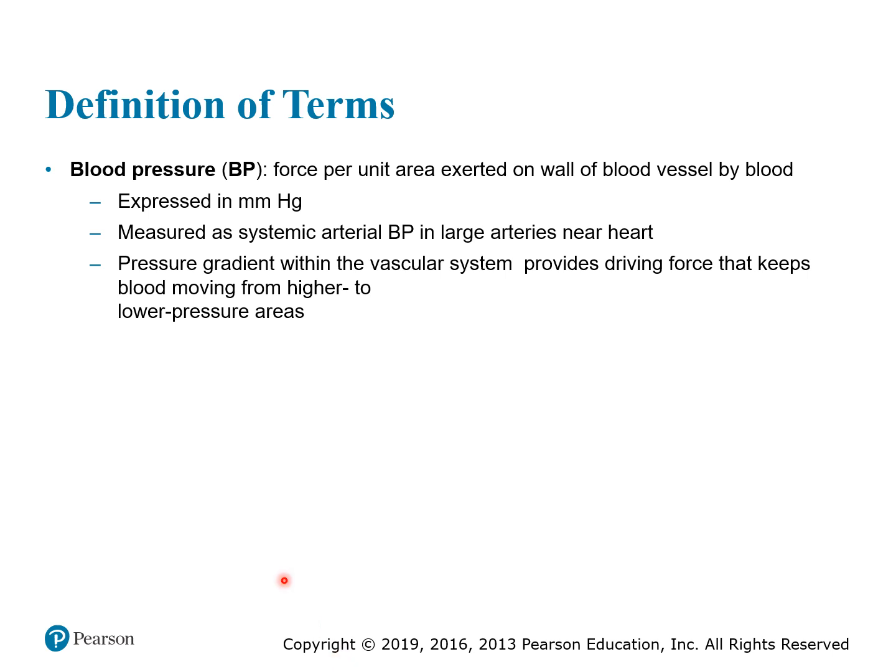Now, what is blood pressure? Blood pressure is the force per unit area exerted on the wall of the blood vessel by the blood. It is expressed in millimeters of mercury, and it is measured as systemic arterial blood pressure in large arteries near the heart. The pressure gradient within the vascular system provides the driving force that keeps the blood moving from higher to lower pressure areas. So higher pressure areas are closer to the heart, and lower pressure areas are as they move away from the heart.